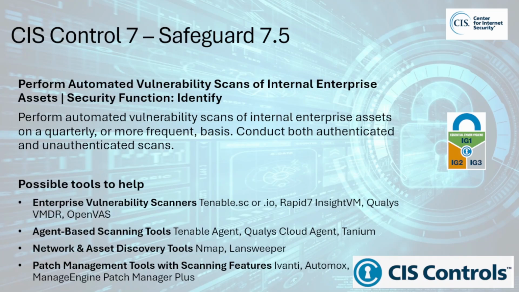Safeguard 7.5, perform automated vulnerability scans of internal enterprise assets. Comes under the Identify security function and is within Implementation Group 2. The safeguard requires organizations to regularly perform automated vulnerability scans on internal enterprise assets, such as servers, workstations, and network devices. The goal is to identify known security weaknesses before attackers can exploit them. These scans should be scheduled consistently and configured to detect a broad range of vulnerabilities.